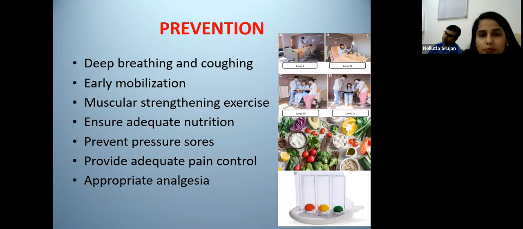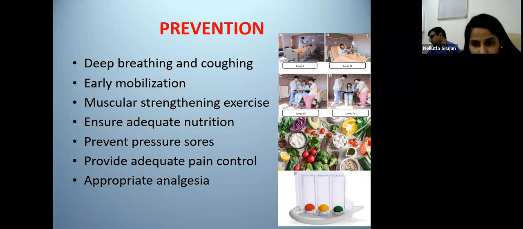Then preventive methods: we have deep breathing and coughing exercises, then early mobilization. Deep breathing and coughing exercises are nothing but you can do sit-ups, push-ups, and you can also do yoga. And we have spirometry exercises available, where the physiotherapist mostly will be teaching the patient such kinds of exercises.